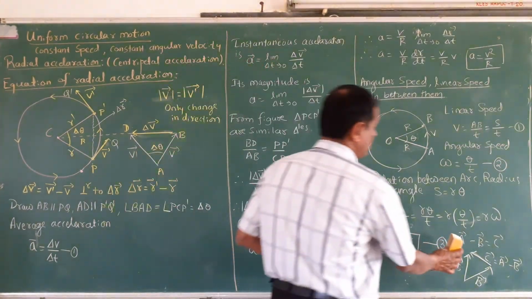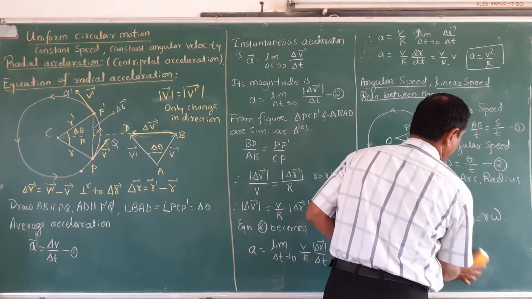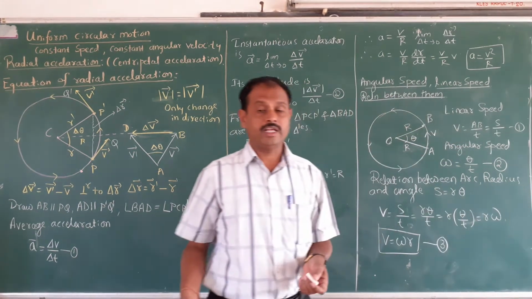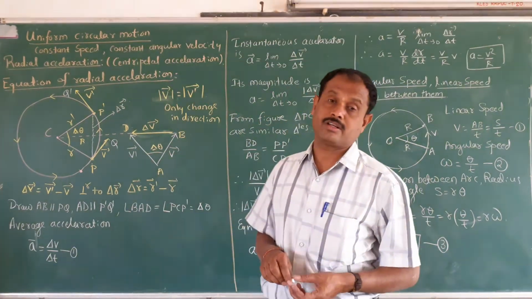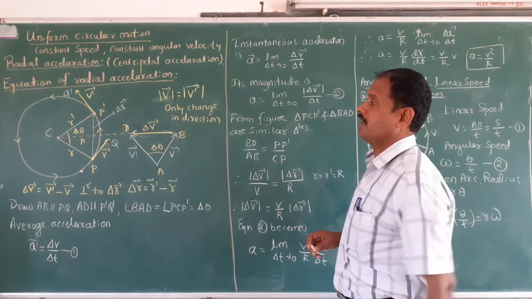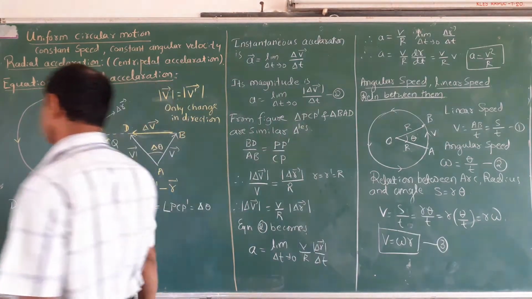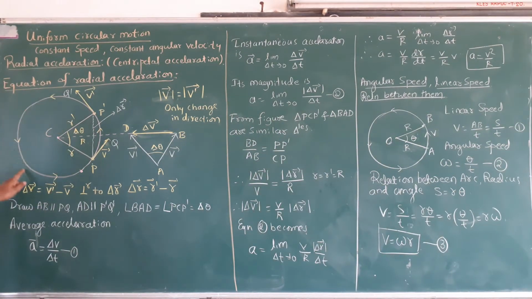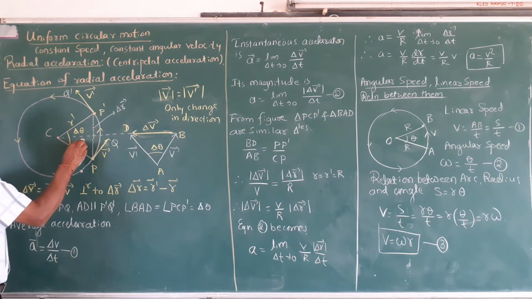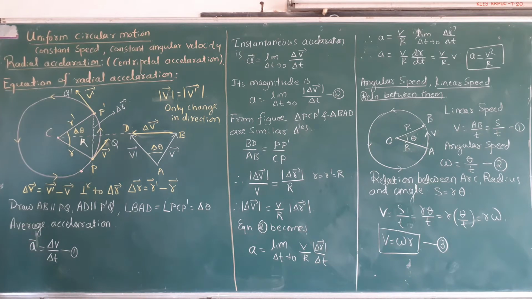Now this subtraction of vectors is used in the derivation of radial acceleration, which is said to be centripetal acceleration. Now see here, a particle moves with uniform circular motion on a circular path of radius r.